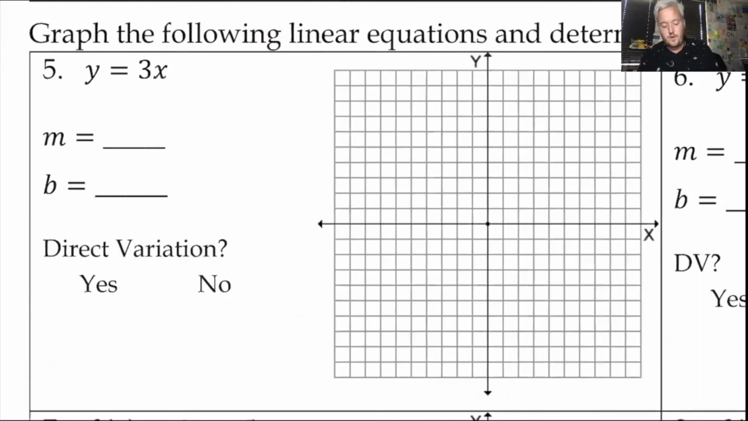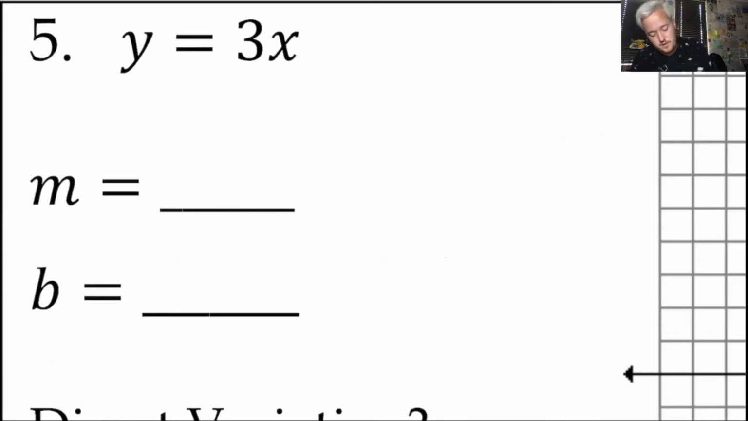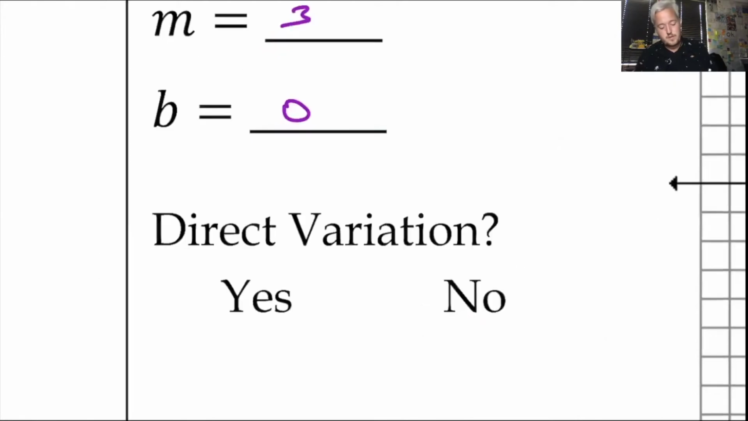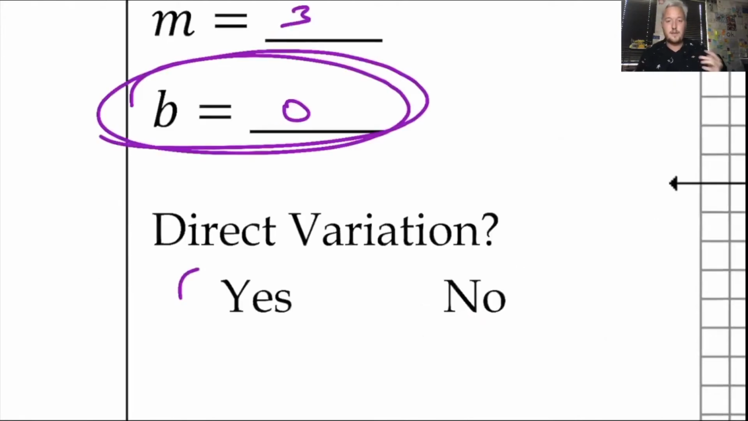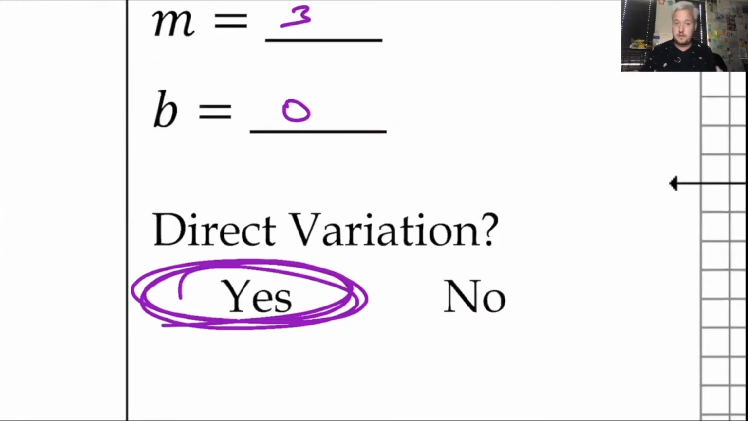All right, so now we have y equals 3x. So I want to determine if this is going to be a direct variation. So over here, we have y equals 3x plus 0. So our slope here is 3 with a b value of 0. So in this case, because our b value is equal to 0, that means, yes, it is going to be a direct variation. So I don't even have to graph it to know that it's going to be a direct variation.